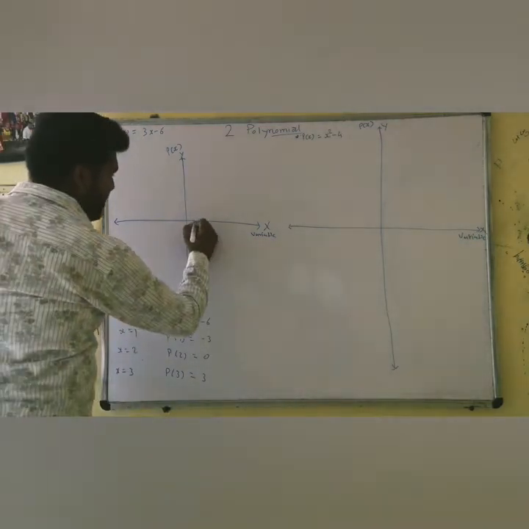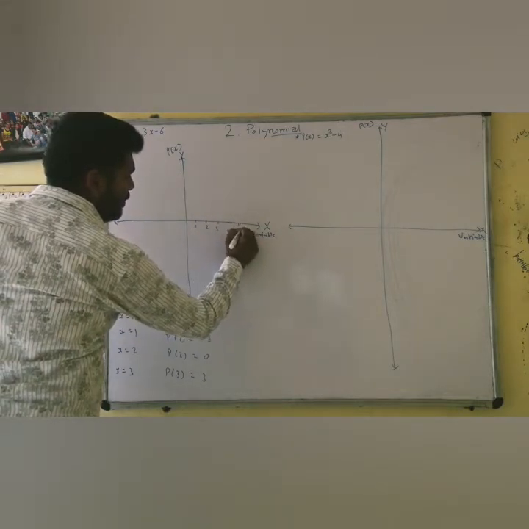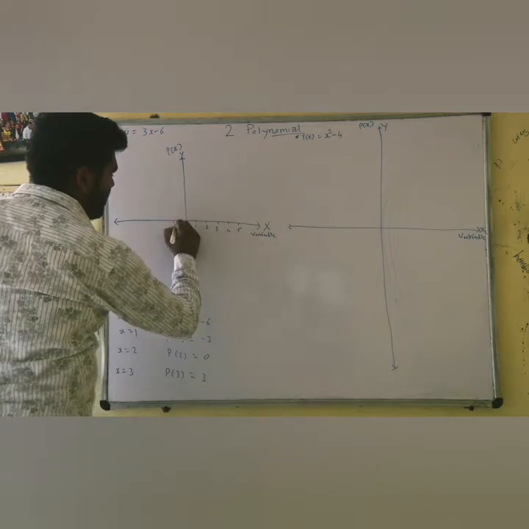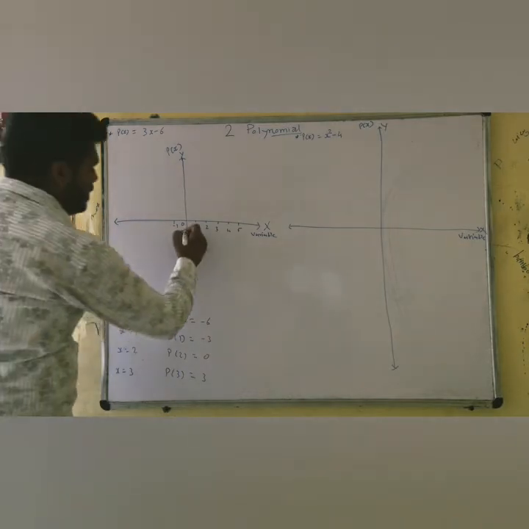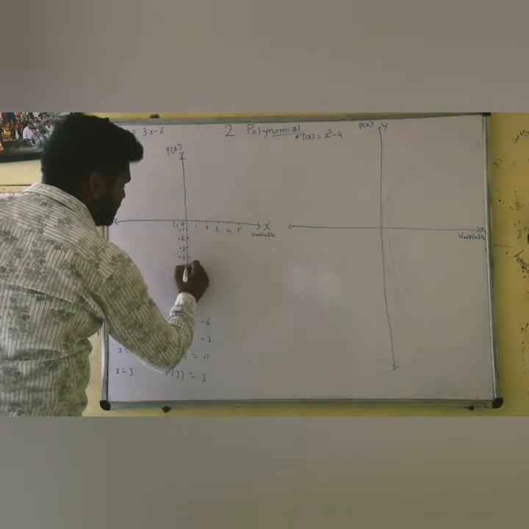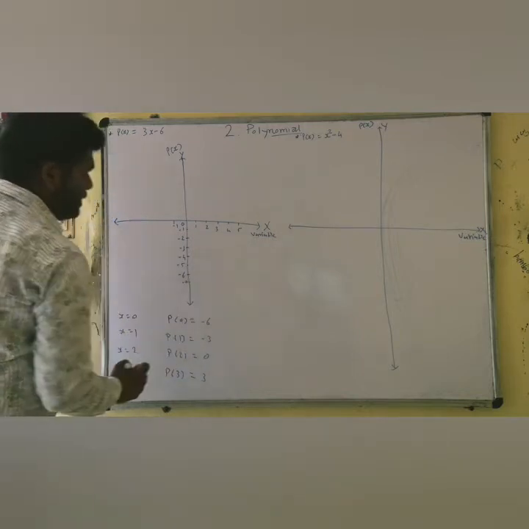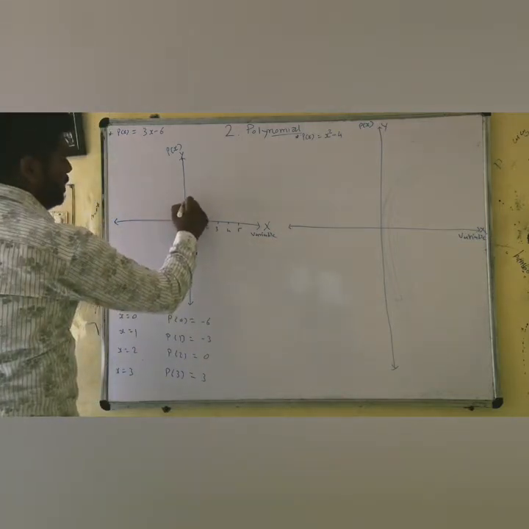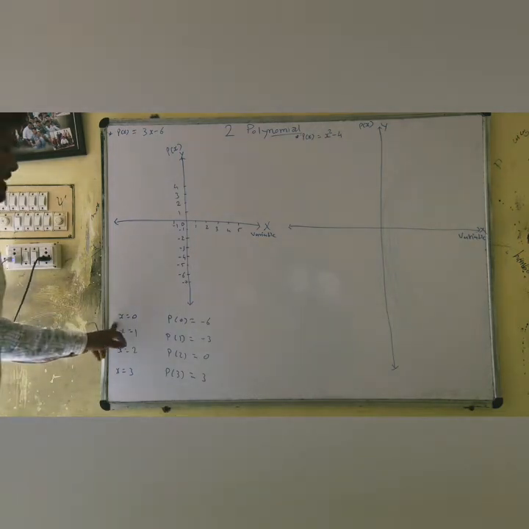Now let me plot that. 1, 2, 3, 4, 5, 0, minus 1. We are not taking negative sign values on the x-axis. So on the y-axis, minus 1, minus 2, minus 3, minus 4, minus 5, minus 6, minus 7. This side 1, 2, 3, 4. Now, when we take x equals 0, this one is the value of the variable.